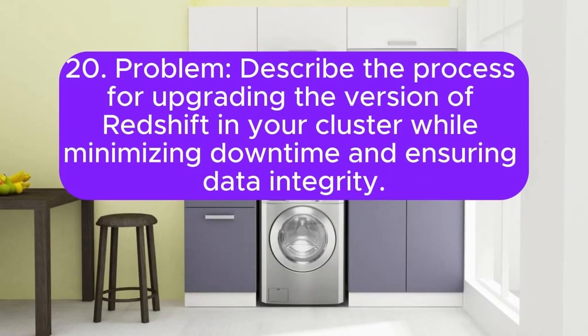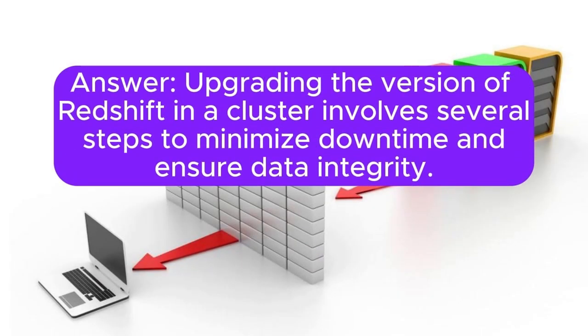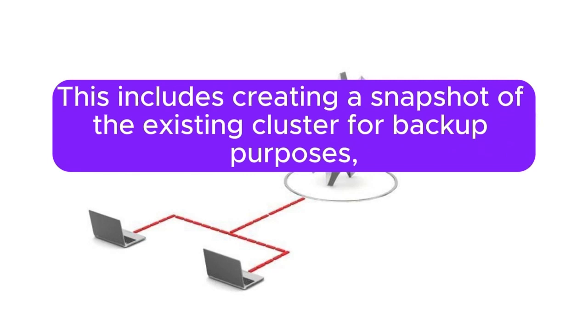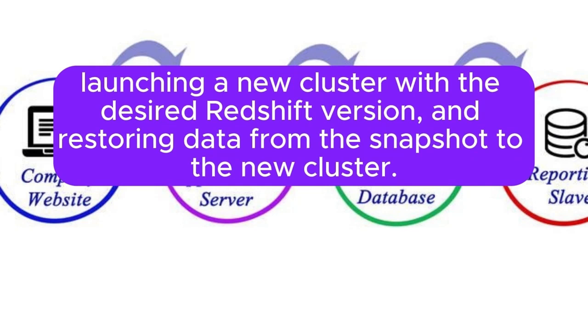20. Problem. Describe the process for upgrading the version of Redshift in your cluster while minimizing downtime and ensuring data integrity. Answer. Upgrading the version of Redshift in a cluster involves several steps to minimize downtime and ensure data integrity. This includes creating a snapshot of the existing cluster for backup purposes, launching a new cluster with the desired Redshift version, and restoring data from the snapshot to the new cluster.